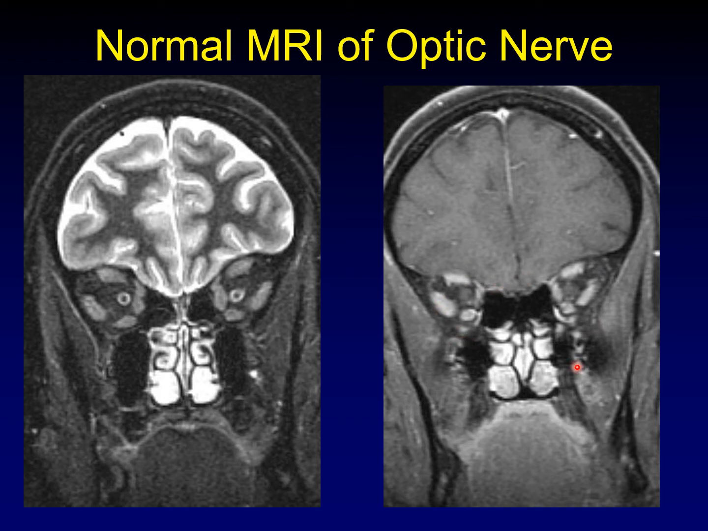In contrast, the optic nerve and its sheath fades into the background here. You can barely see the nerve against the surrounding suppressed fat. That's normal. So it should be very easy to see the nerve on a T2, and it should be very hard to see the nerve post-contrast.